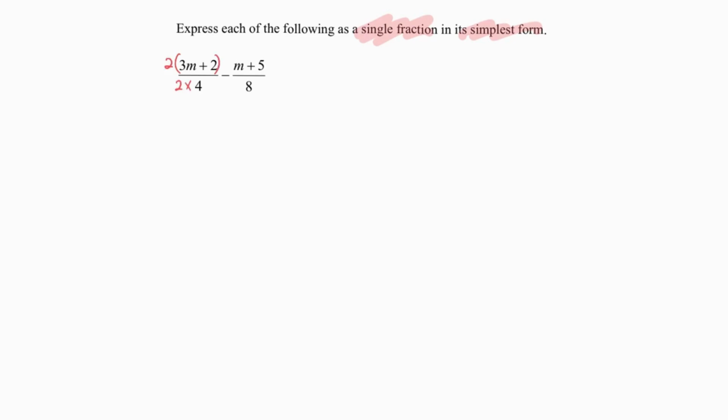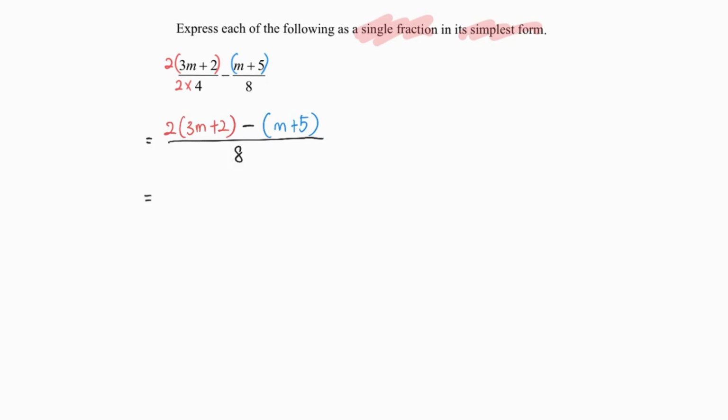And notice what Mr. Tan here did. I put a bracket. This is a very good practice in order to make sure that I do not make a careless mistake. So in this case here, I would then be equals to, the whole thing is over 8. I would have 2 times 3m plus 2. This is a bracket by itself. I still have a minus, m plus 5.